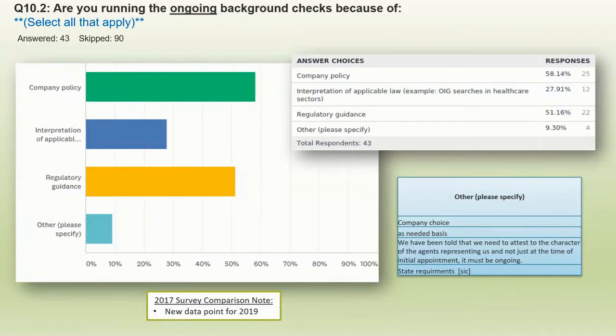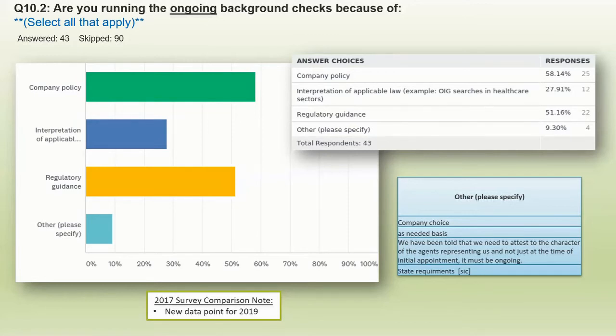Okay, and then the secondary follow-up question to the ongoing screening was, are you running the ongoing background checks because of, and this was a completely new data point for this survey, company policy? These are select-all-that-apply type questions, so the individual numbers are not going to add up to 100%, because companies run things for various different reasons. This was just an open-ended, multiple choice, select anything that applies to you question. The highest response rate is that they're running ongoing background checks because of company policy.